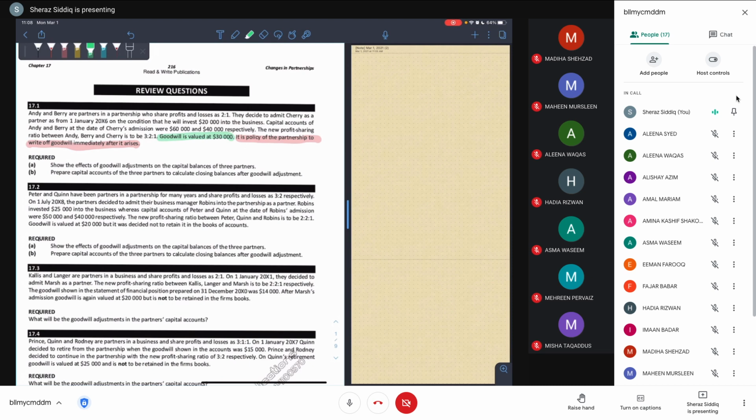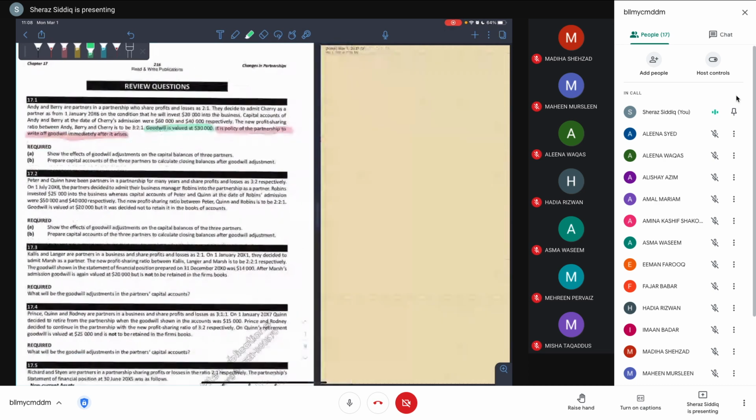So what is required is that we have to show the effects of goodwill adjustments on the capital partners, and we have to prepare the capital accounts as well.